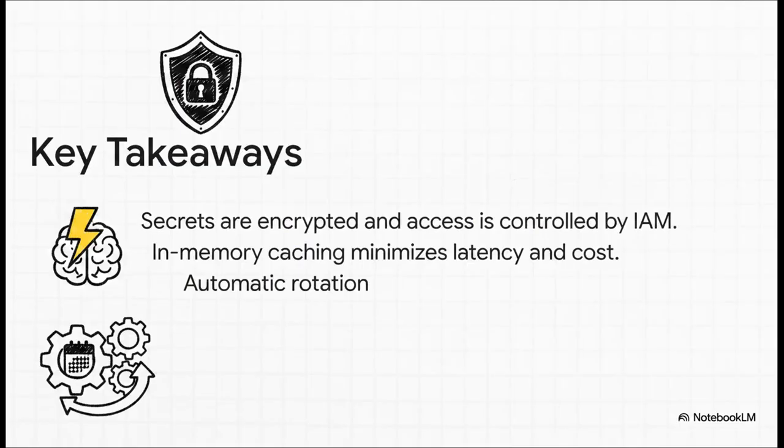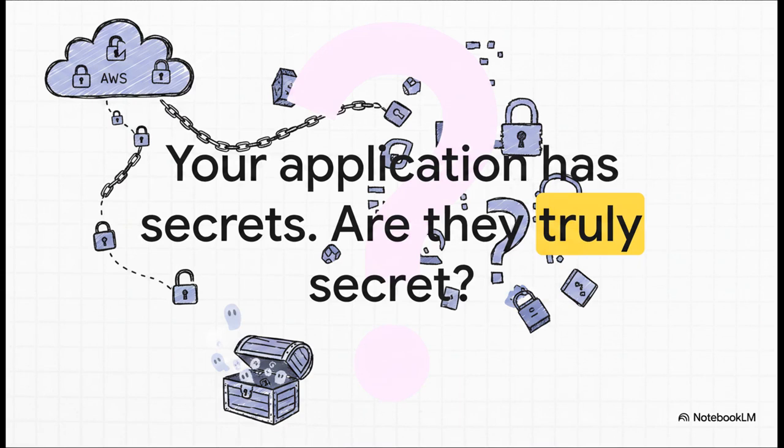So let's just recap the big wins here. Your secrets are actually secure, locked down tight with IAM. Fetching them is super efficient thanks to that caching pattern. And maybe best of all, the whole painful process of rotating keys is automated, taking human error completely out of the equation. And that really brings us back to the beginning. I want you to think about your own applications. I know you've got secrets in there. We all do. But the question is, after hearing all this, are they truly secret?